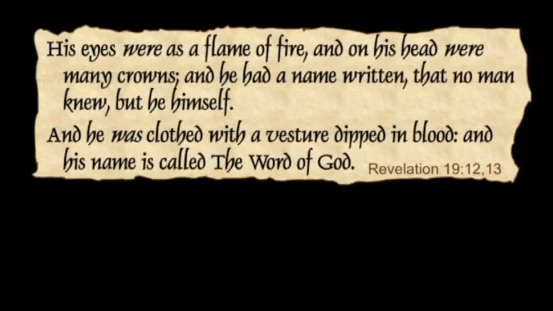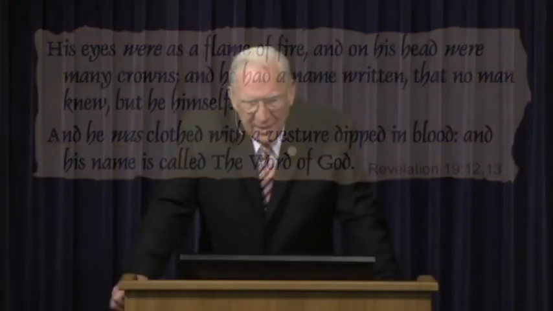So it's, his eyes were as a flame of fire, and on his head were many crowns. And he had a name written that no man knew but he himself. And he was clothed with a vesture dipped in blood. And his name is called the Word of God. And by the way, these crowns are diadems, not Stephanos. Some of the other crowns are victory wreaths. No, this is a diadem. These are ruling crowns, different kind of thing.